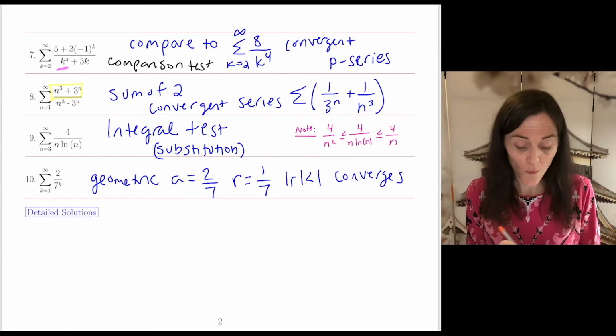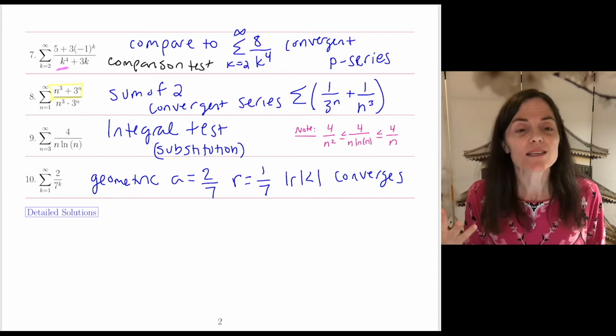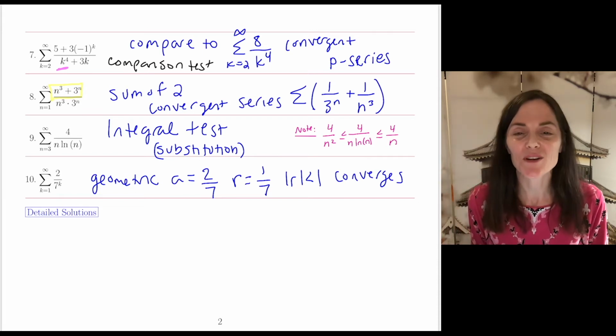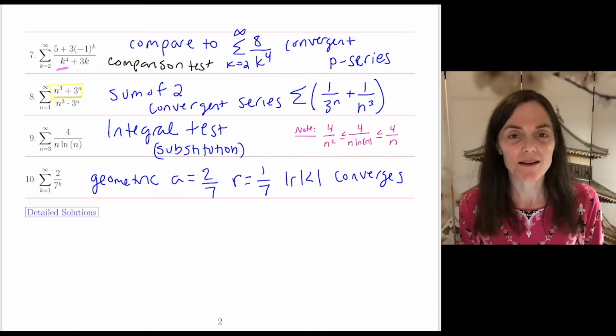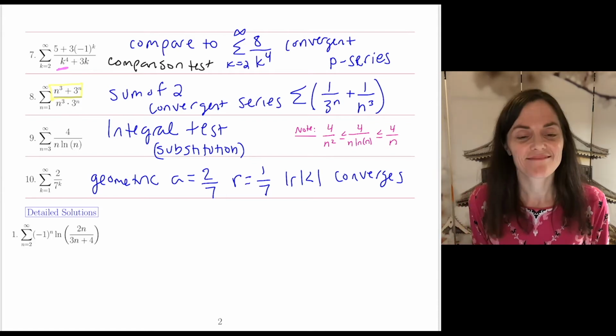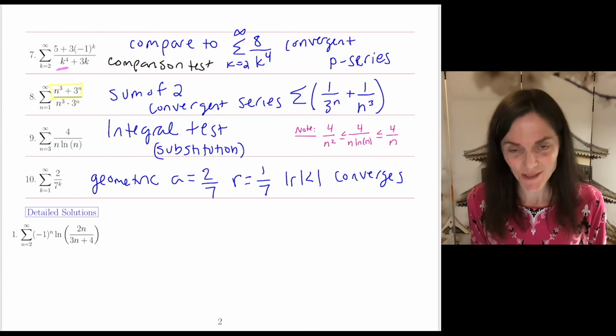And this is what you want to practice enough so that you can get to this point when you're just looking at a series, immediately something comes to you in terms of the techniques to try. Now let's begin the detailed solutions.